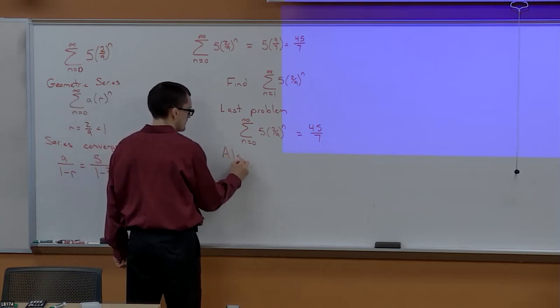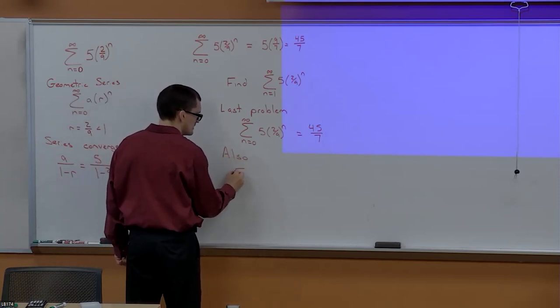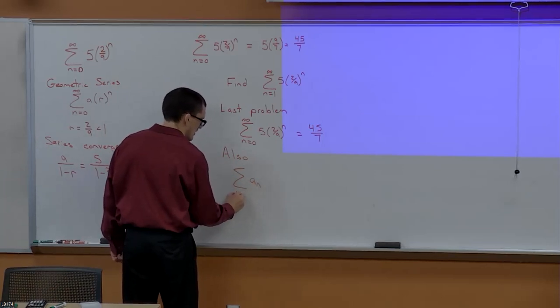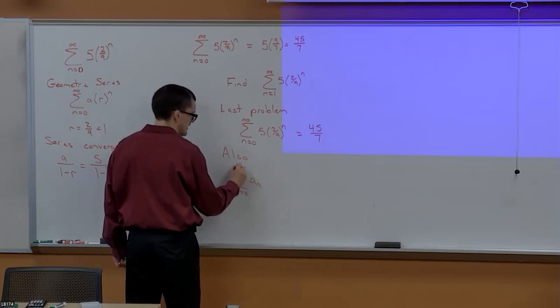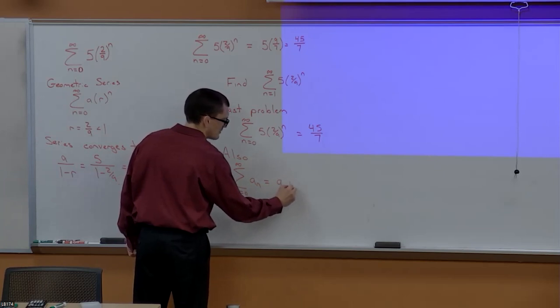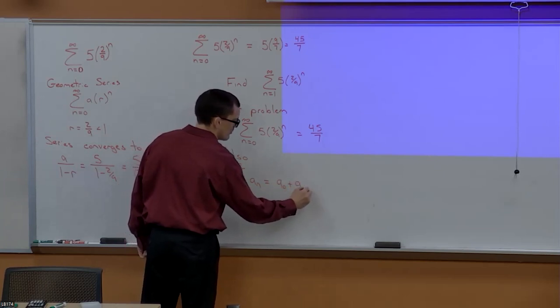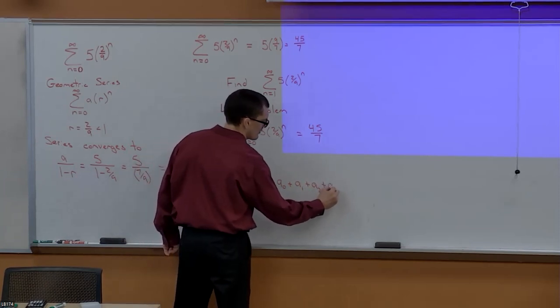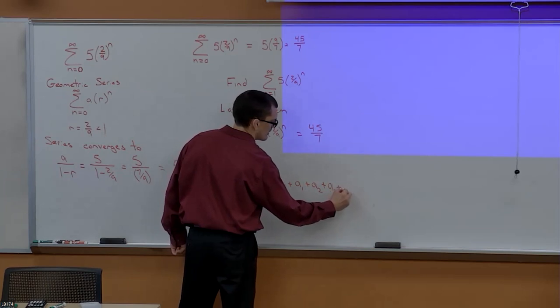Also, let's just talk in general. When we're summing up from 0 to infinity, that's like taking an a sub 0 plus an a sub 1 plus an a sub 2 plus an a sub 3 plus so on and so forth.